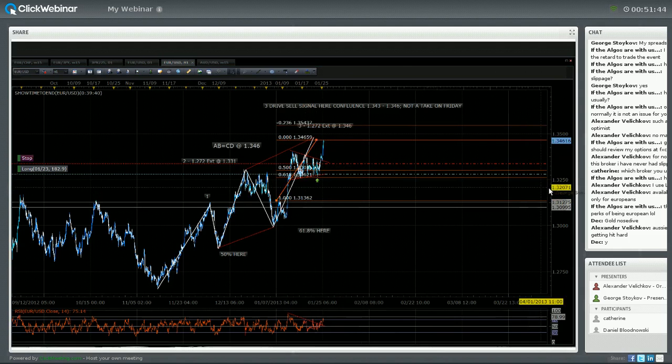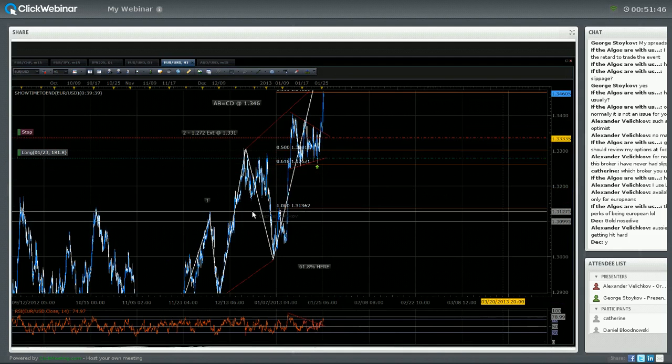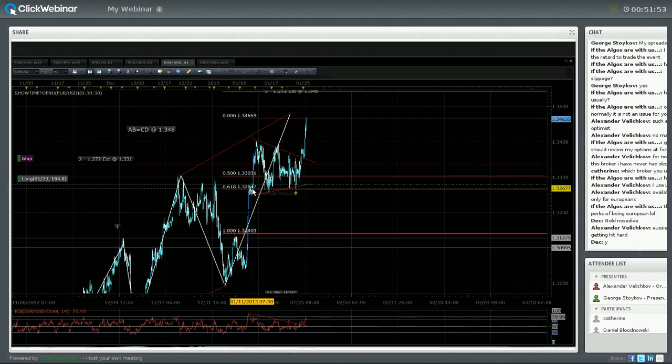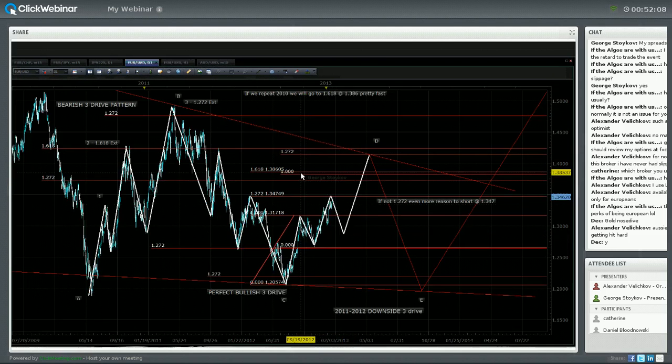So we need to validate this further downside by breaking this support level. Now this support level is the 1.3265. So while euro dollar remains above the 1.3265 level, we cannot validate this tree drive pattern as a valid pattern. We need to validate this tree drive pattern. And this is the reason why we are starting to assume that this tree drive pattern is going to go all the way up to here.